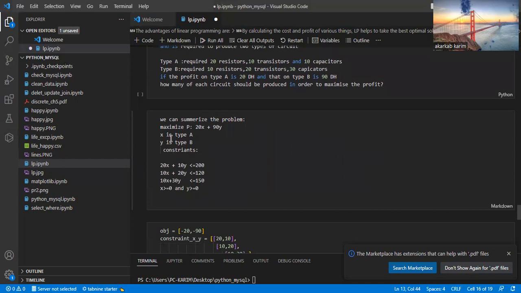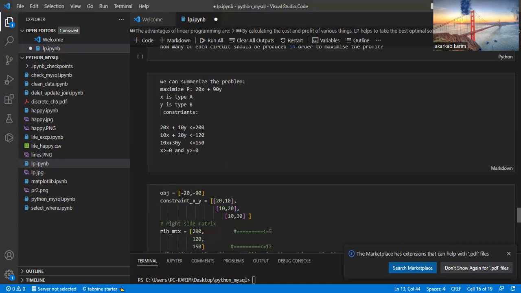This is the constraint. We need to maximize this function 20x plus 90y. Here x is type A and y is type B. Now we have these constraints: 20x plus 10y is less than or equal to 200, 10x plus 20y is less than or equal to 120, and 10x plus 30y is less than or equal to 150. And of course, x and y should be positive or equal to 0.